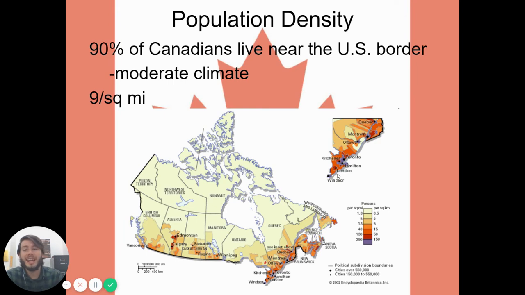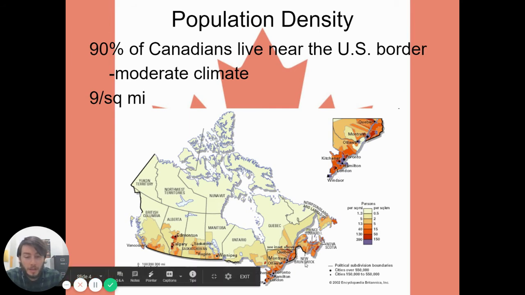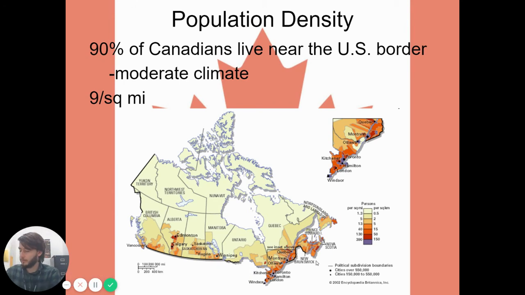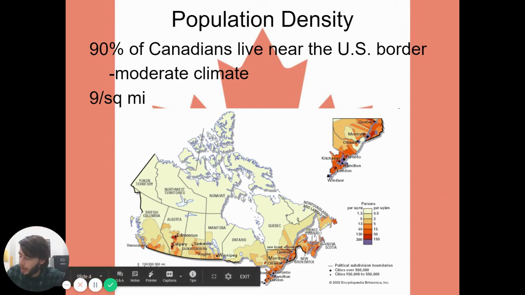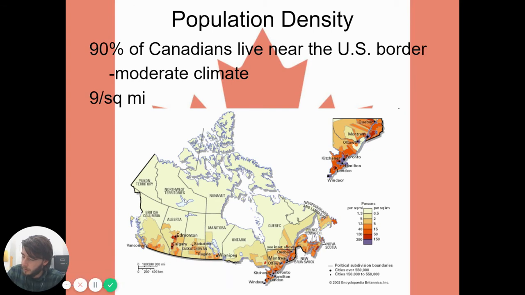Okay, so the population density: 90% of Canadians live near the US border. If you look at this map down here, the darker the color, like purple, red, orange, that means there's more people in a smaller area. Imagine you have two circles like this, right? The yellow, white color here would be like this, and the other purple would be the same size circle, but it's got a lot more people in it. To give you an idea of what I'm talking about, I'm going to show you this.